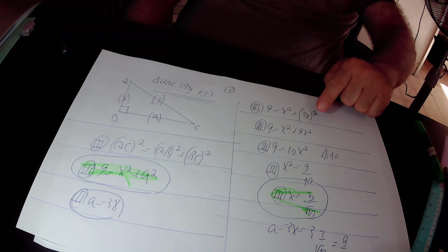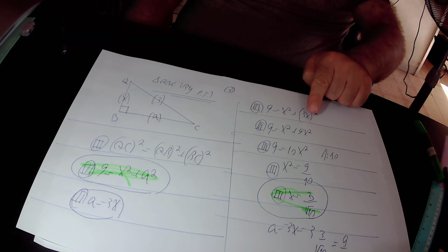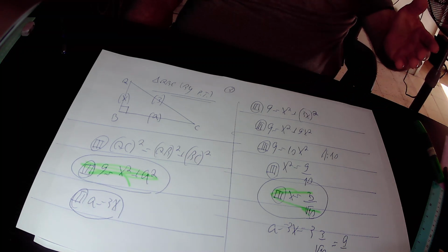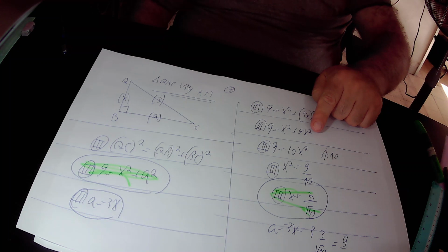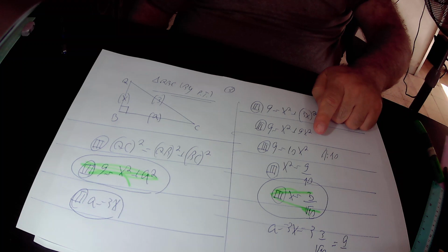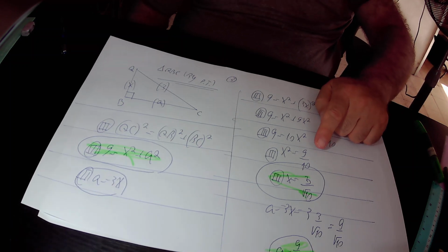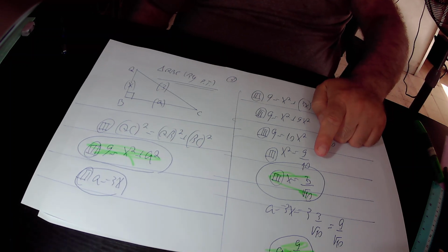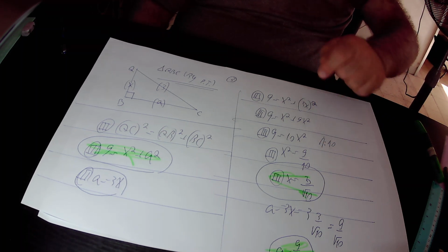3X squared is 9X squared. So according to equation 3, 9 equals X squared plus 9X squared, which is 10X squared. So we found that 9 equals 10X squared. Here we divide equation 3 by 10, and find that X squared equals 9 over 10. Here we take the square root, and find that X equals the square root of 9, that is 3, over square root of 10. In total, according to equation 3, X equals 3 over square root of 10.